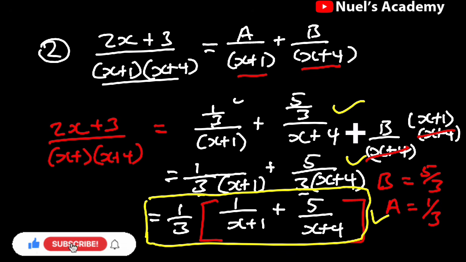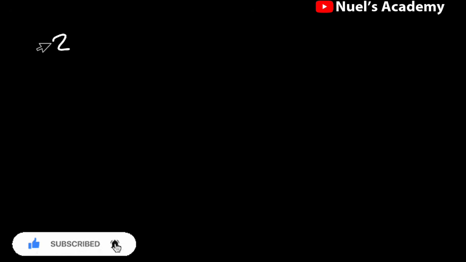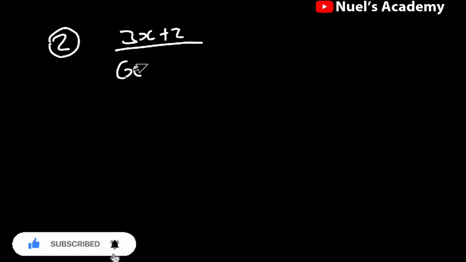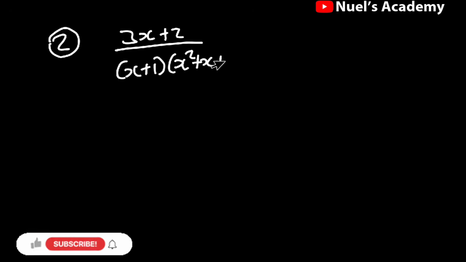Let's now go into the second category. Now, the second category are those partial fractions that have non-linear factors that are not repeated. For example, if you have 3x plus 2 divided by x plus 1 multiplied by x squared plus x plus 2.